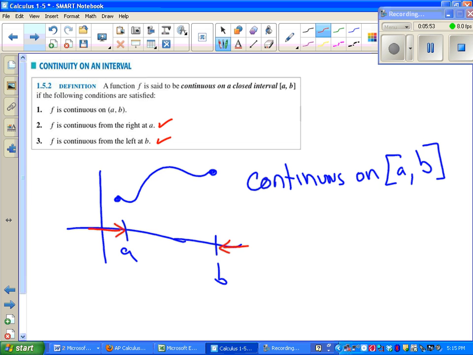So when we're looking at the right of a, we're good. From the left of b, we're good. Then we get to say we're continuous on that interval. We don't really care about what's on the other side of the endpoints. So in other words, it really just works out the way you want it to.